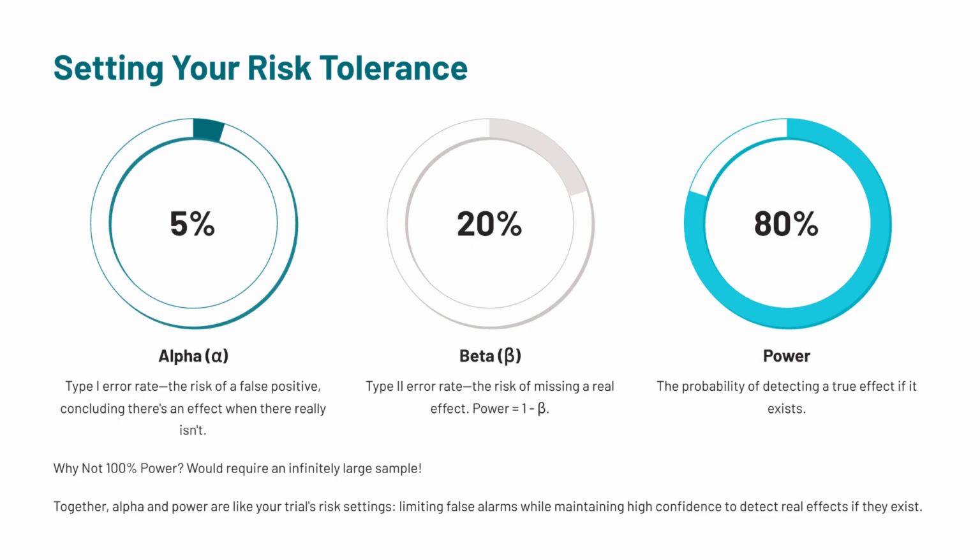Why don't we just set statistical power to 100%? Wouldn't that be ideal? But a trial would require an infinitely large sample size to achieve 100% statistical power. In essence, it comes down to striking a balance between confidence in answering our research question and the feasibility of conducting the clinical trial.